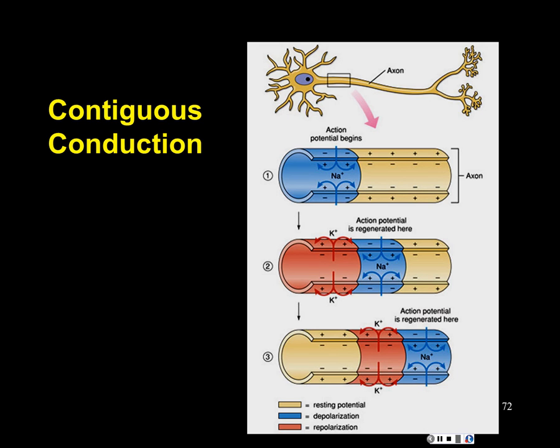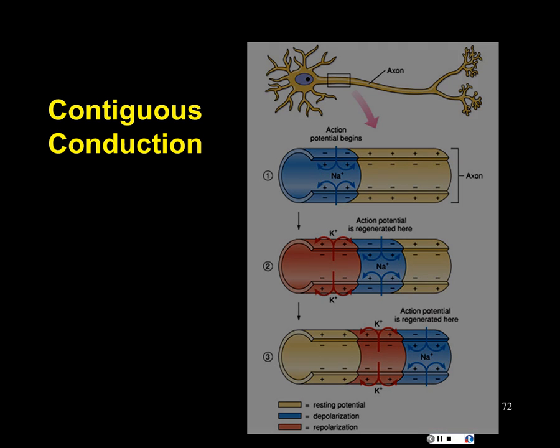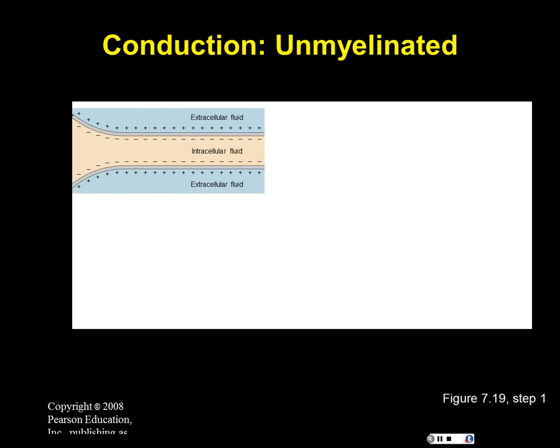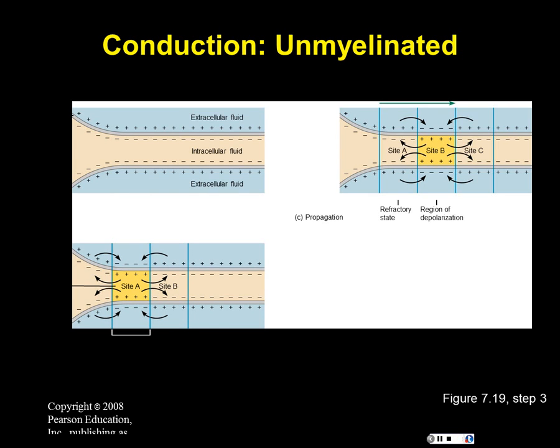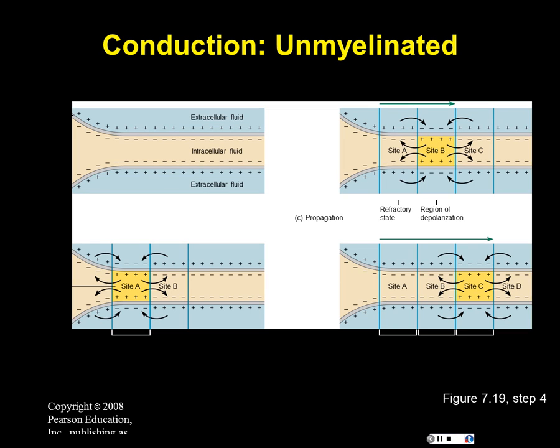So it progressively goes from the hillock down the axon and eventually to the axon terminal, which we'll see what happens there in chapter 8. So the big thing is, can you see how it just moves from one section to another? It's not like a flash point across the whole cell. It just progresses along the axon. That's called contiguous conduction. And that's summarized for you in figure 7.19. So we're going to make a reference to it. Figure 7.19 illustrates this contiguous conducting of action potentials along a non-myelinated cell.